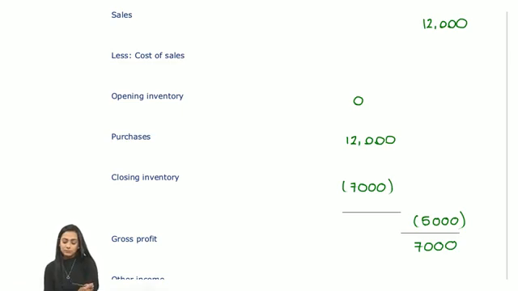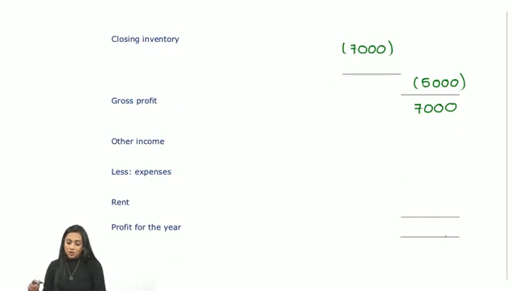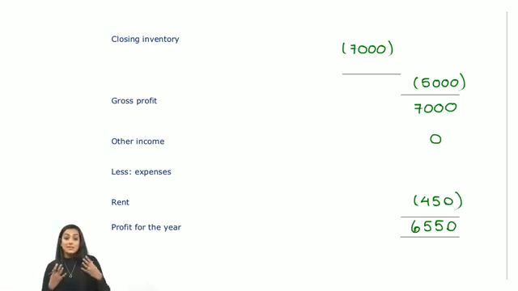Okay. Now underneath gross profit we show any other types of income. George has no other type of income, so that's 0. But then we show our expenses. The only expense George has is a rent expense of 450. So then that will give you a profit. 7,000 take away 450 is $6,550. And there you have it, George's statement of profit or loss. Very nice, very easy.